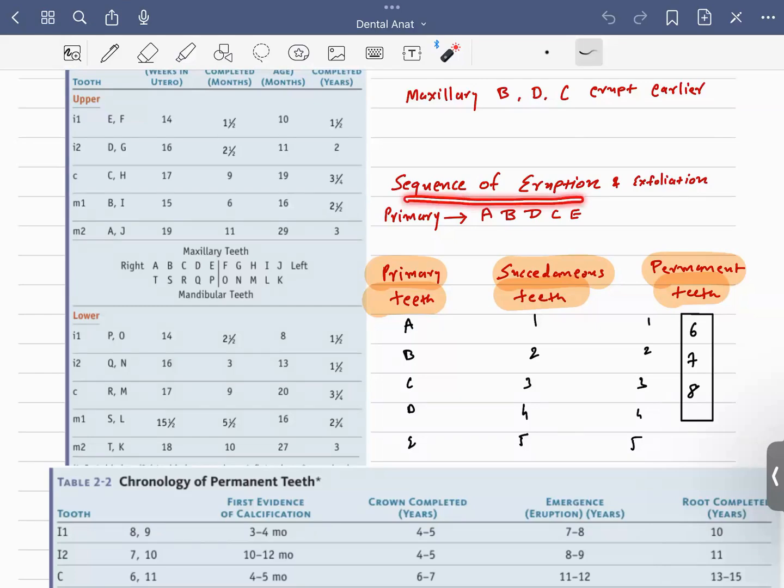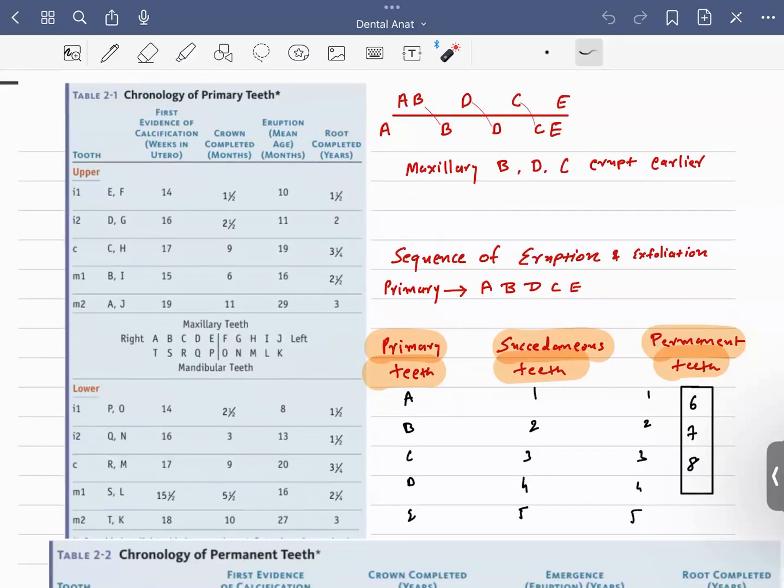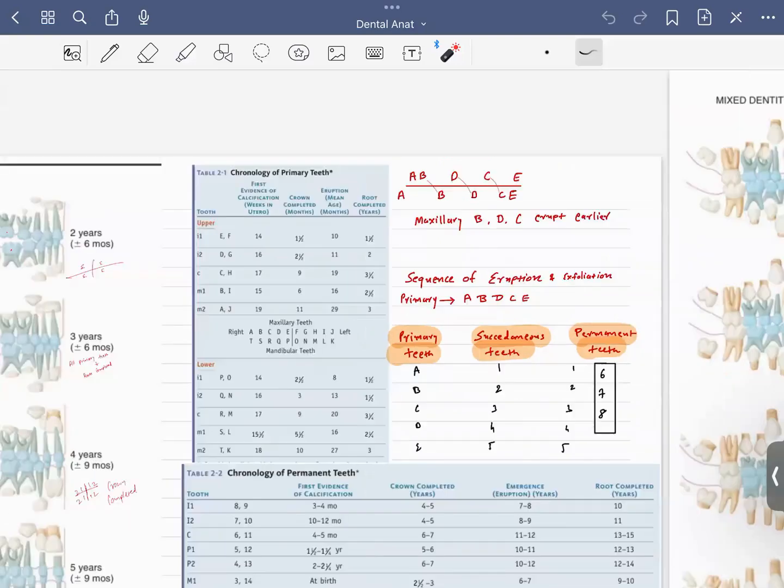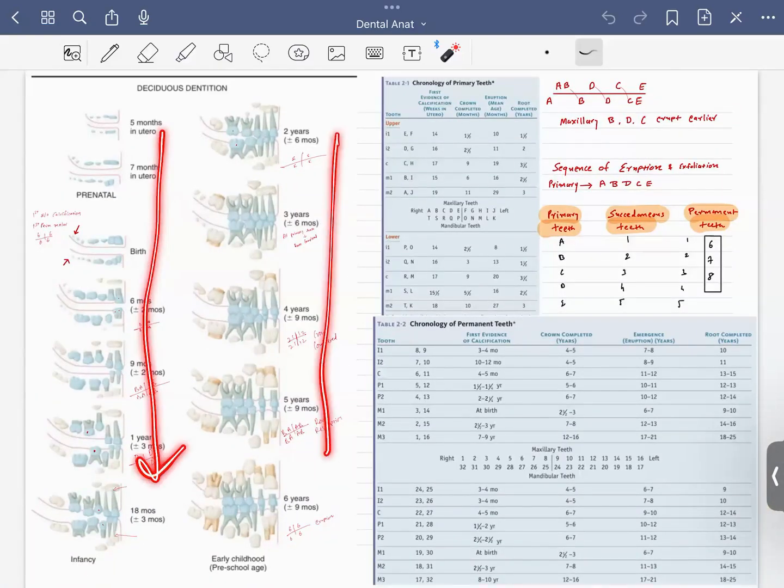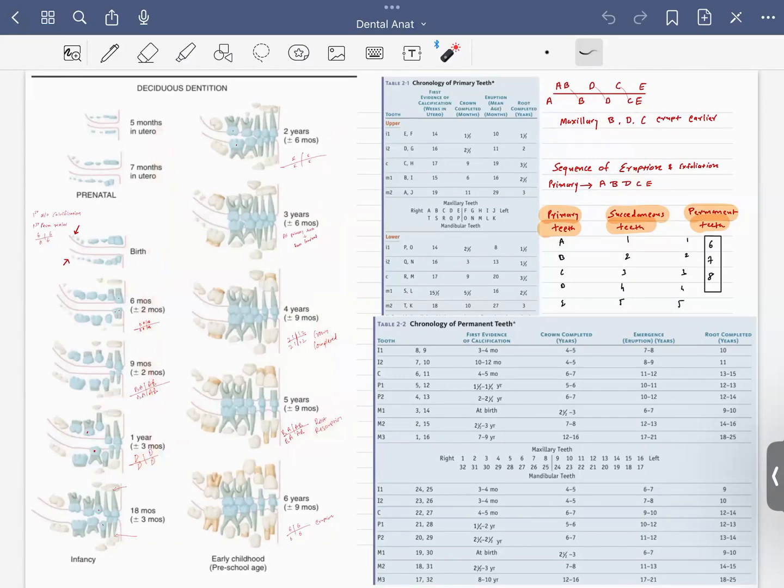Remember, this is the sequence of eruption, and also these teeth exfoliate in the same sequence only. So if it is asked what is the sequence of eruption for the primary dentition, it is ABDC. And what is the sequence of exfoliation for the primary dentition? It is again ABDC. Is it clear, everyone? If you remember what we just discussed, you don't have to mug it up. Central and lateral erupt first, then before the canine, the first molar erupts. Then the canine, and the last to erupt is the second molar.